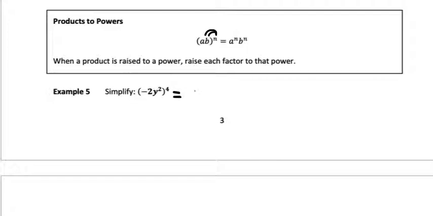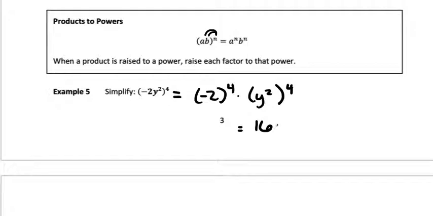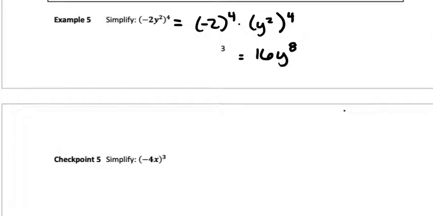So for example 5, we would have -2 raised to the 4th power, and we would have y squared raised to the 4th power. -2 to the 4th power is going to be +16. So if it's a number, I can just multiply it out and get the answer. And for variables, we would multiply the exponents. So that would be y to the 8th. So next you should look at checkpoint problem number 5. Do this in your notes, check your answer, and then move on.